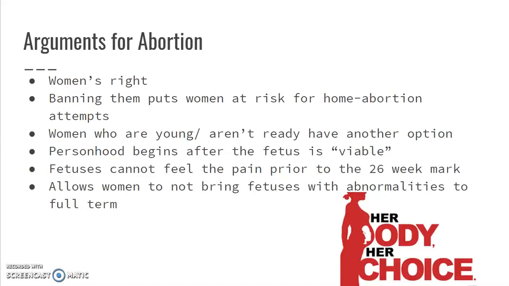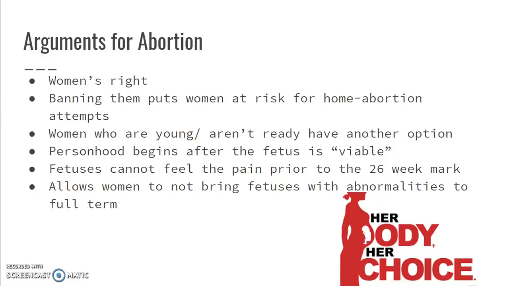Now here are some arguments for why people believe that abortion should be legal, and one of the main ones is that it should be a woman's right to do what she wants with her body, and if she doesn't want to have a baby with that body, a woman should not have to have a baby because somebody else wants her to or the government wants her to. If abortions were to be banned, then women would potentially be put at risk for at-home abortion attempts. What that means is they would potentially attempt abortion without a nurse, without a doctor, without a hospital and sterilized tools. They would try and do it at home, which could definitely lead to a lot of accidents and deaths.